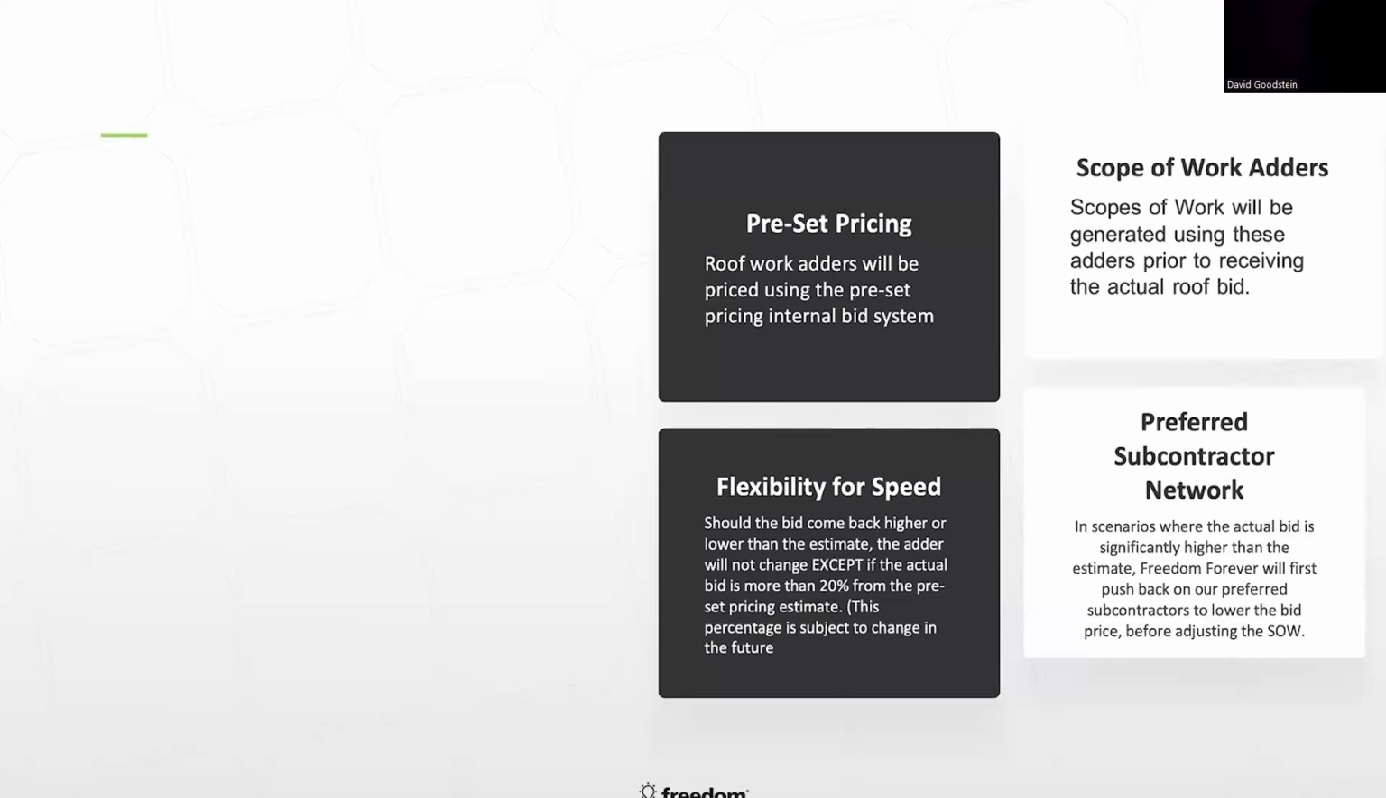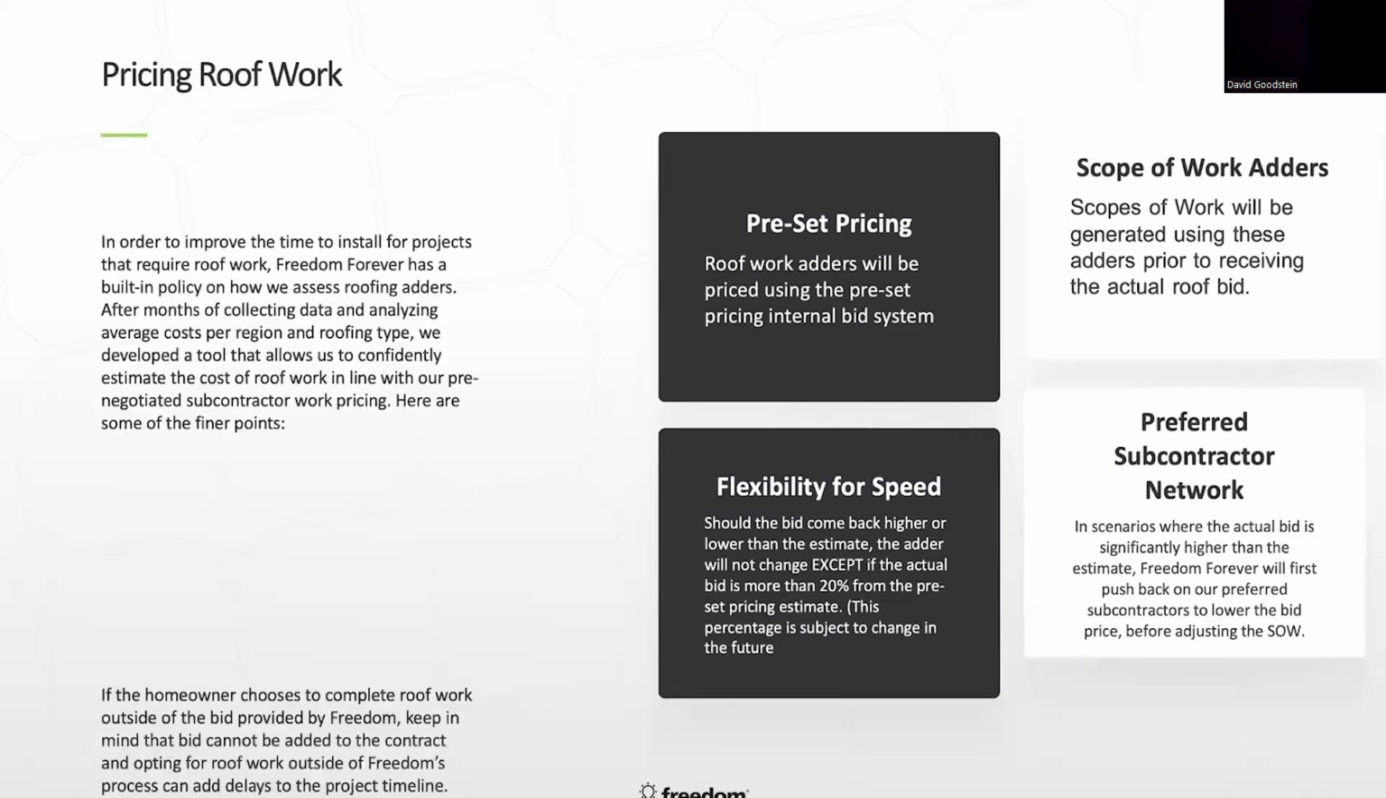So when we talk about pricing roof work, sometimes we get questions about how Freedom's process works. In order for Freedom to improve the time to install projects that require roof work, they have a built-in policy on how we assess roofing adders. So after months of collecting data and analyzing average costs per region and roofing type, we developed a tool that allows us to confidently estimate the cost of roof work in line with our pre-negotiated subcontractor work pricing. So here's some of the finer points of that. It's a preset pricing.